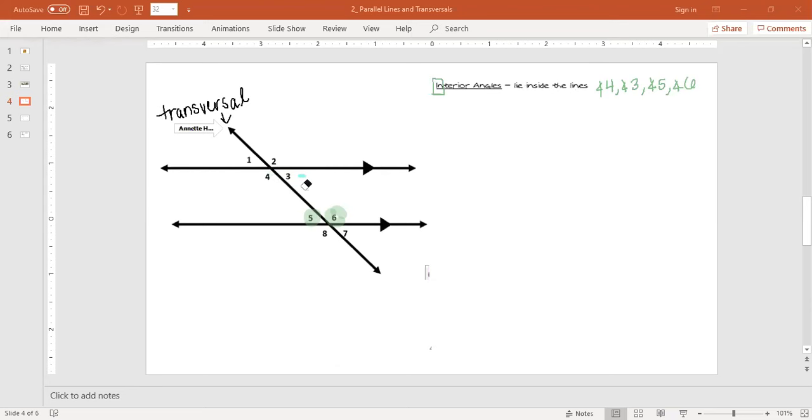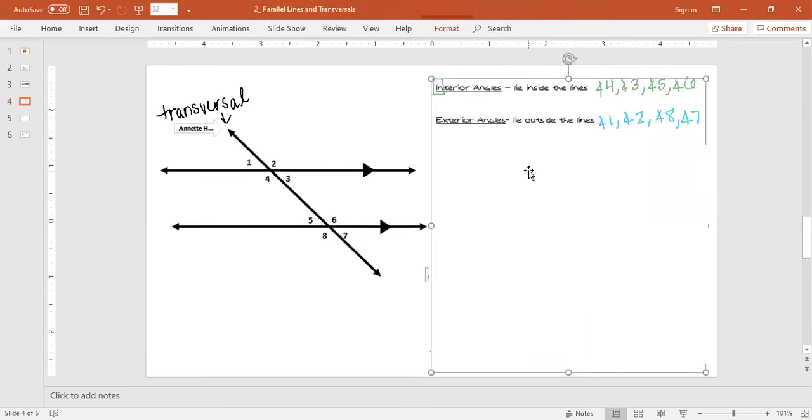So we think inside, interior. Next, we have our exterior angles. Those are angles that, if we think exterior, that makes us think of the outside. Those are angles that lie outside the lines. So in this picture, 1, 2, 8, and 7 are my exterior angles. Angle 1, angle 2, angle 8, and angle 7 are my exterior angles. Okay? So they lay outside the lines.